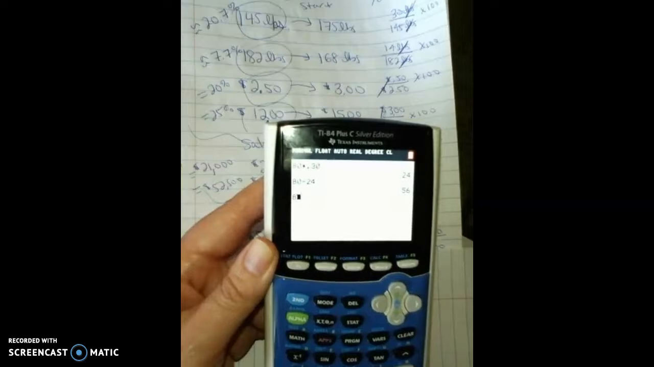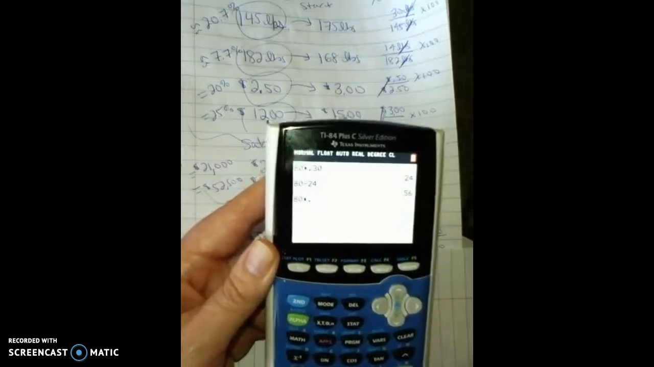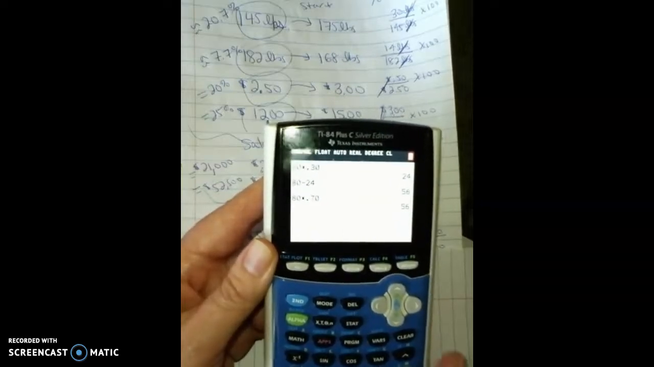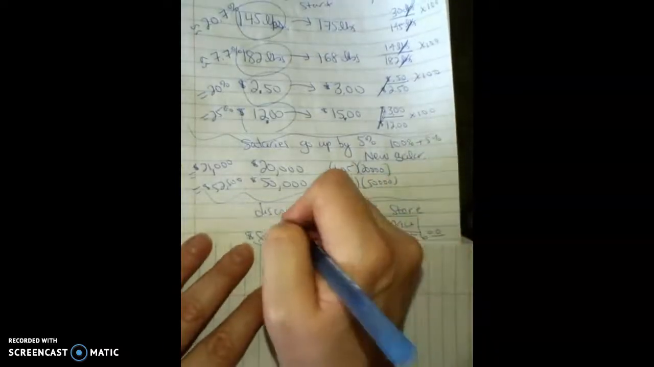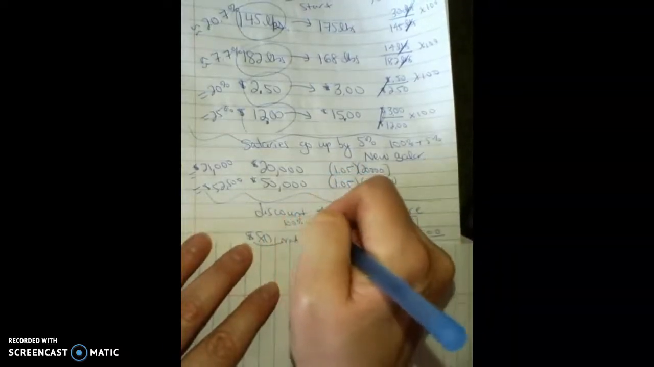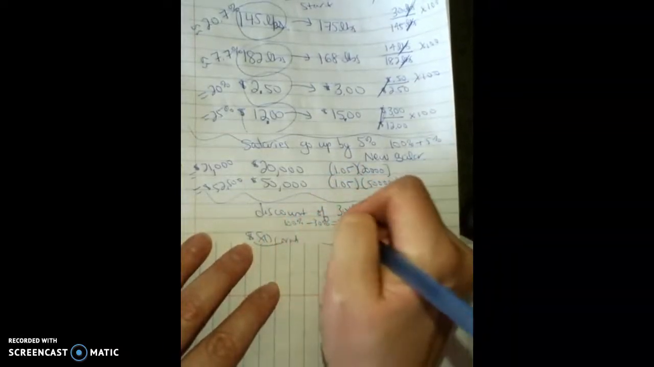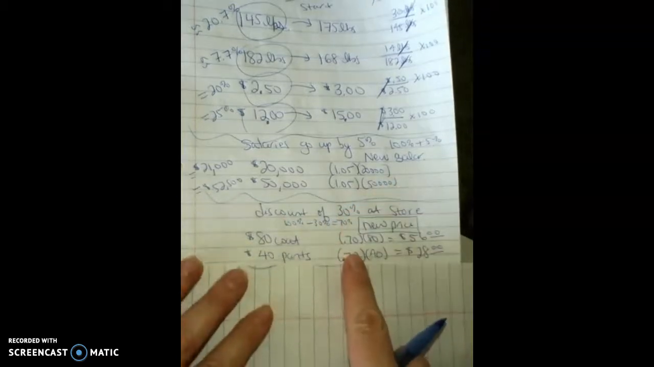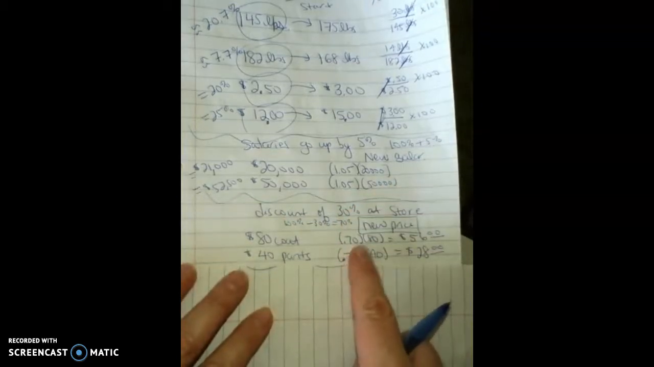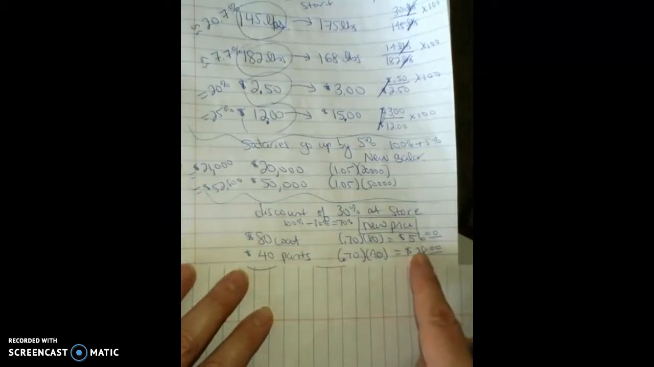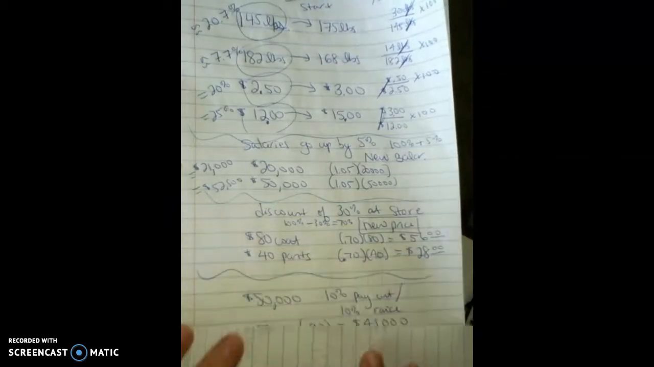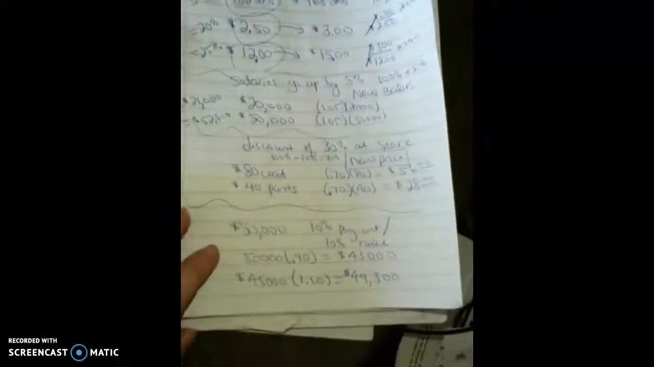So remember, the faster way is to multiply by the multiplier, which, on a discount, would be 70%, and I get the $56. So remember, if you have 100% and you subtract 30%, you're only keeping 70%, and that's where that multiplier comes from. So instead of getting the discount and subtracting, I just multiply by my multiplier and it gives me my new price.